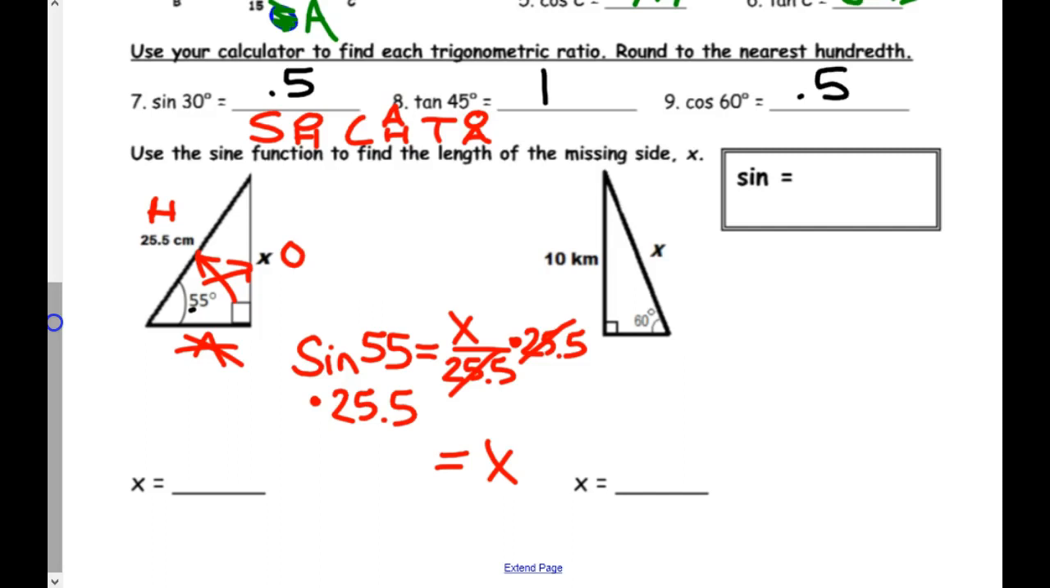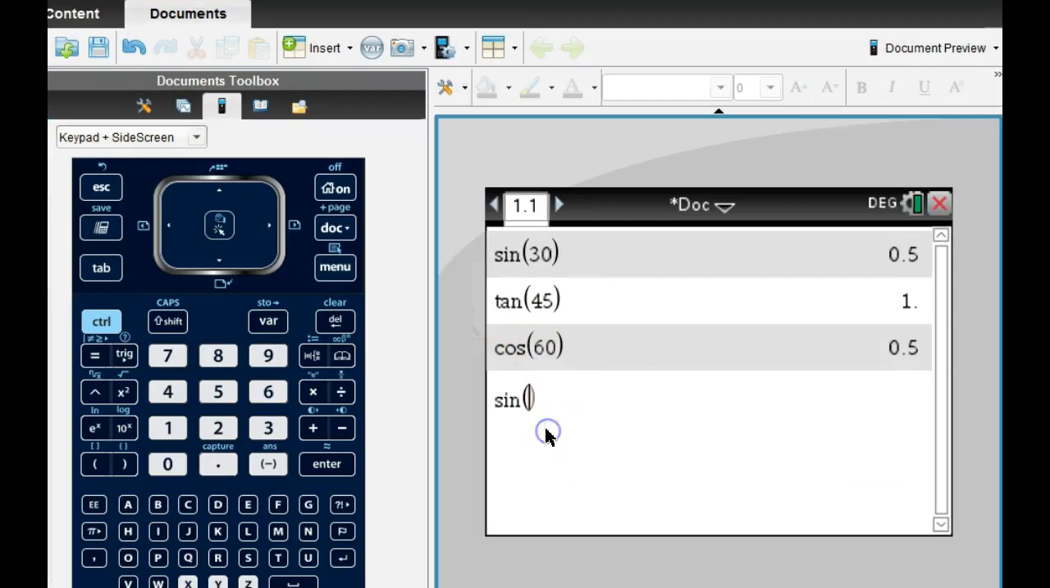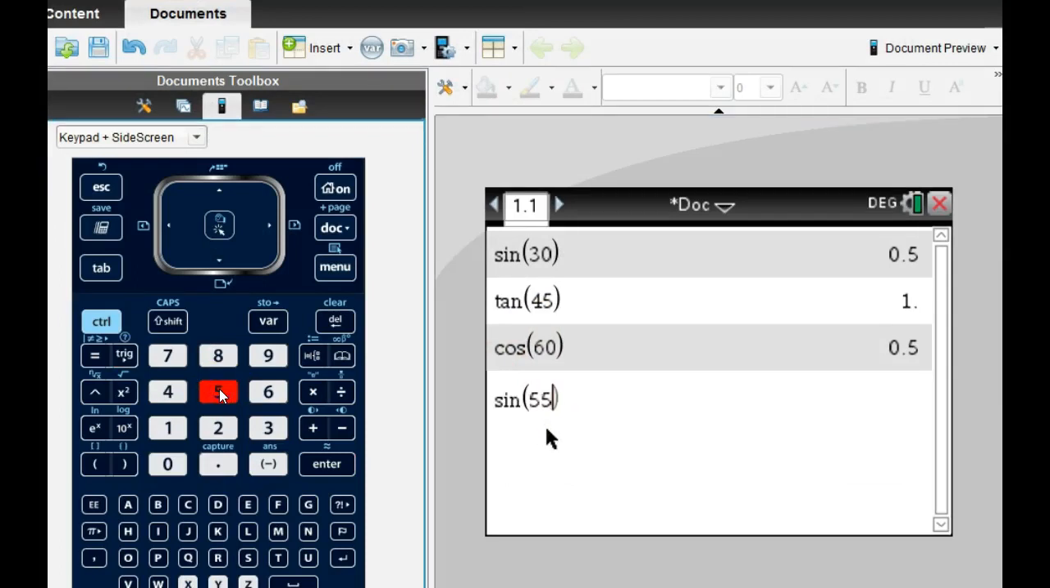So let's type this in our calculator. Sine 55 times 25.5. So let's go to trig. Sine 55. Please don't forget to end the parentheses. And I want to see everyone typing this in, okay?